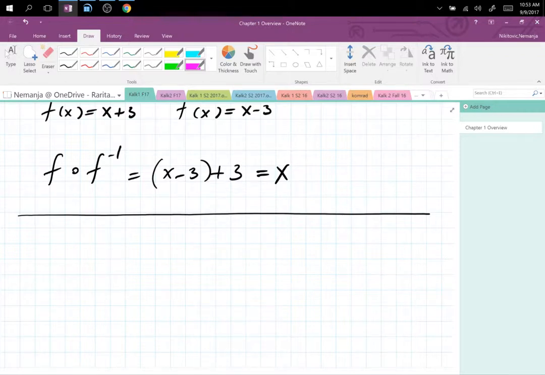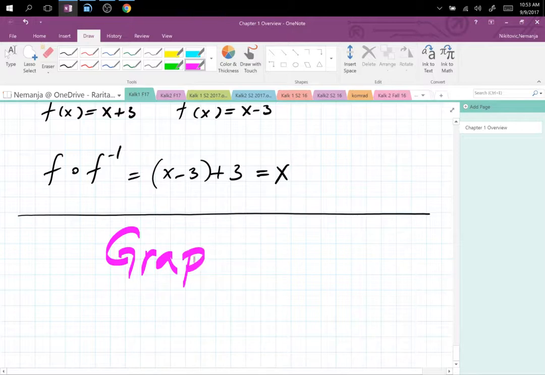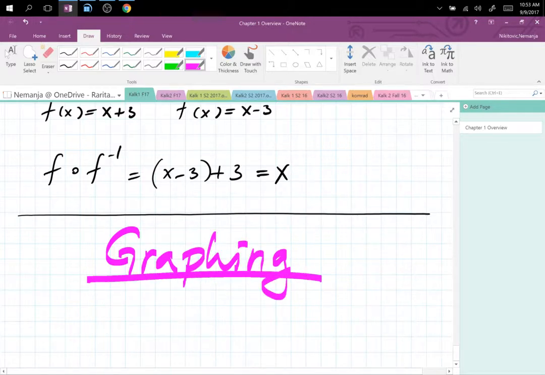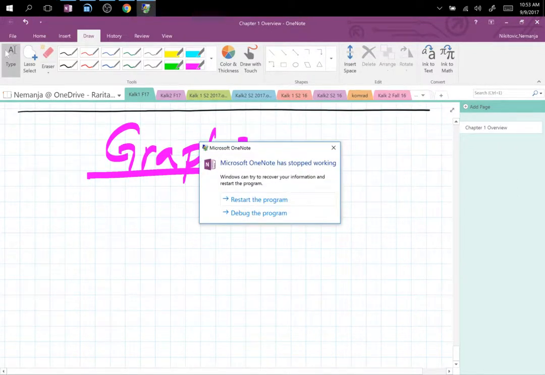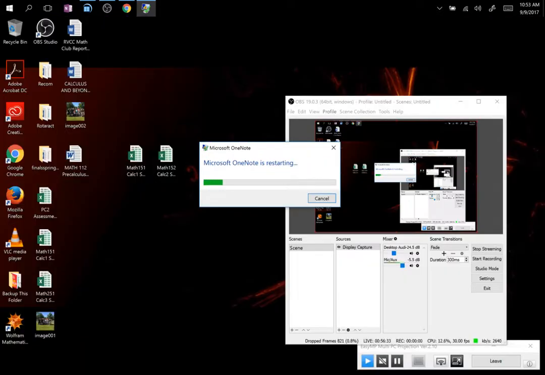The next part, set the tone, and sense the tone actually. Graphing. You do not have graphing calculators. This calls for a restart, I think.